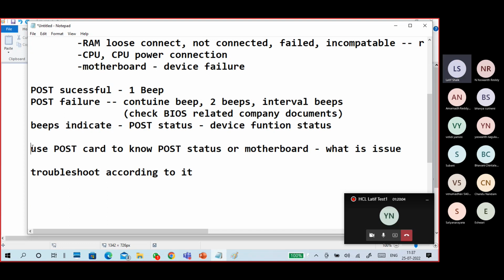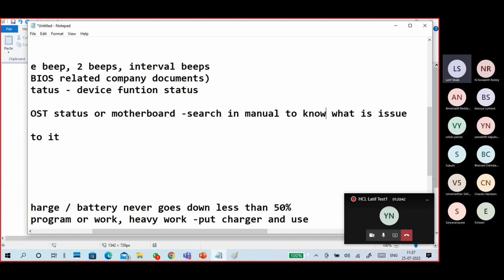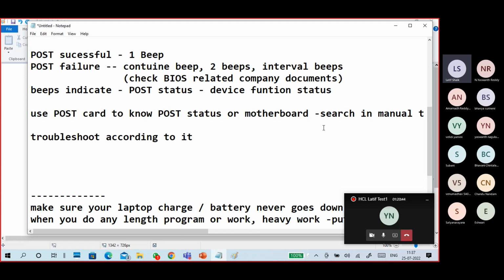So we can use a POST card. Insert the POST card and start the computer. You will find the issue from the indication of POST card numbers or letters. What is the indication on the POST card? Search in the manual, and you will find what the issue is. Then you have to do troubleshooting according to it.